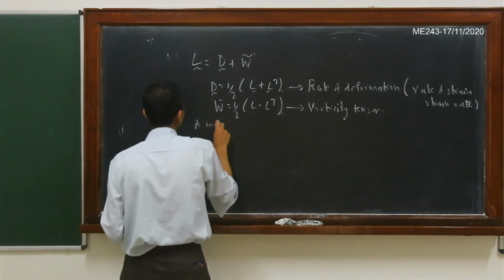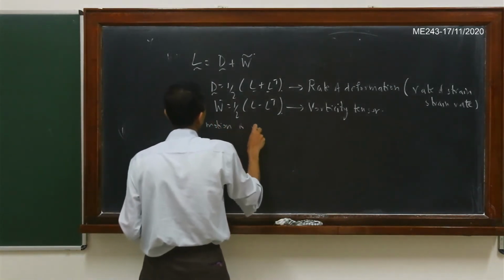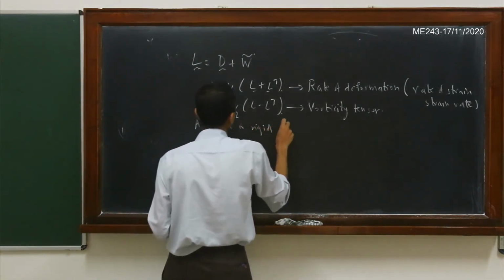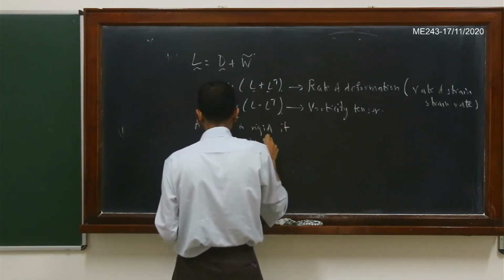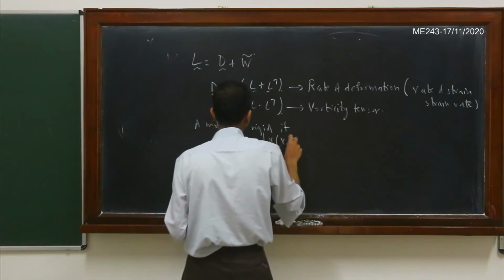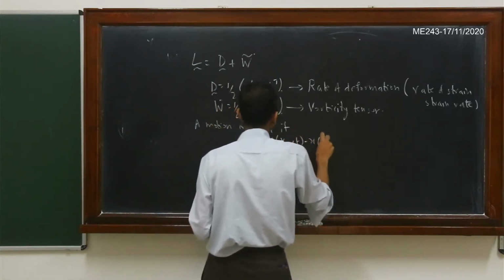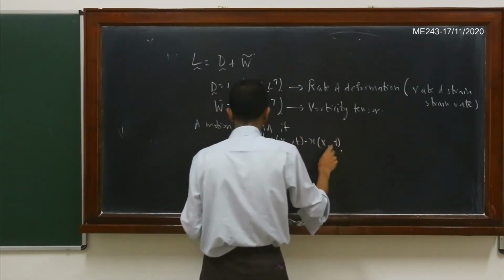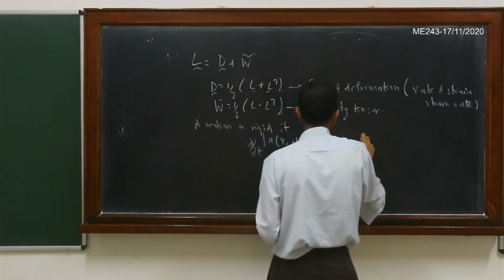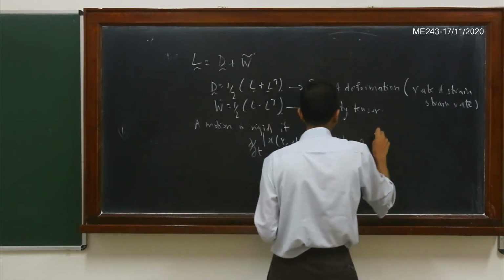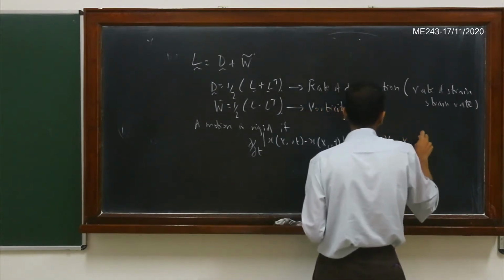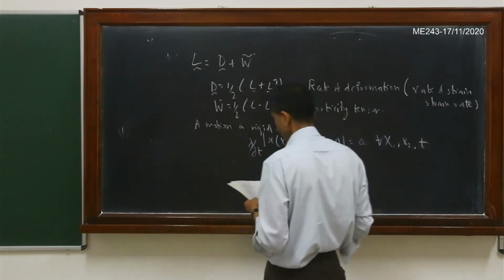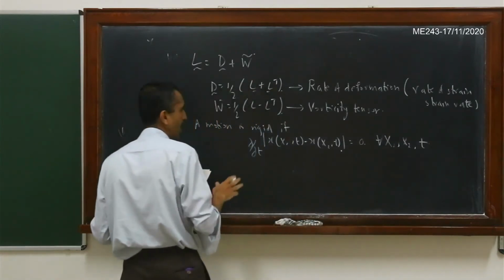So a motion is rigid if del by del t of chi of X1 comma t minus chi of X2 comma t is equal to 0. Okay, so for all capital X1, capital X2, and for all t also, correct? So this is how we can define it.